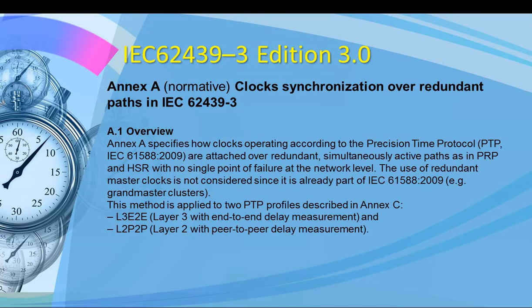If you remember, in version 2 the profile just said to use layer 2 peer-to-peer. But version 3 includes 2 profiles. The first one is L3 E2E, which means layer 3 multicast with the end-to-end delay mechanism, and also layer 2 peer-to-peer, which means layer 2 multicast with the peer-to-peer mechanism. So layer 3 end-to-end is first supported in version 3.